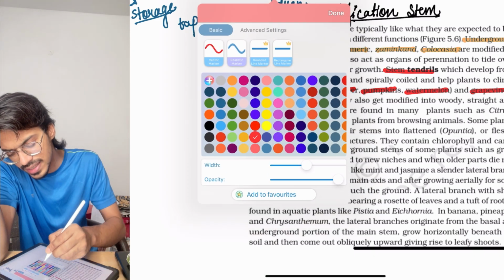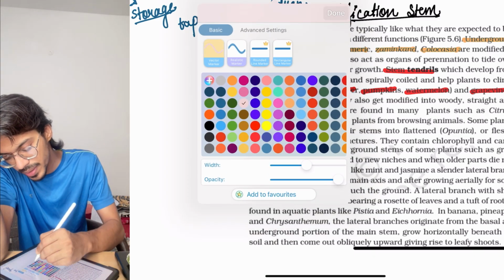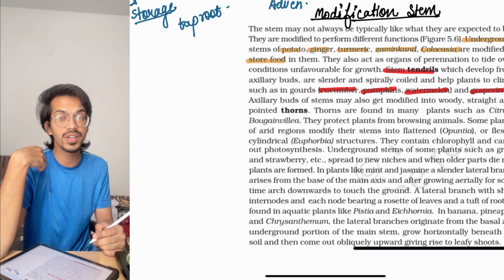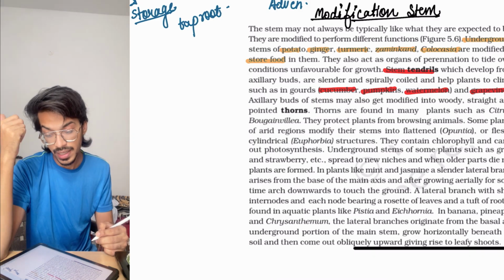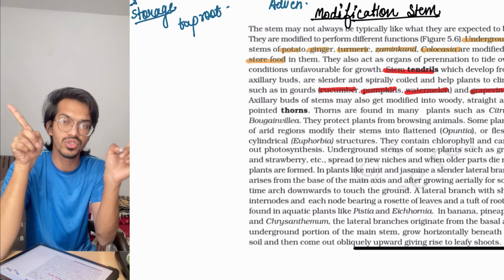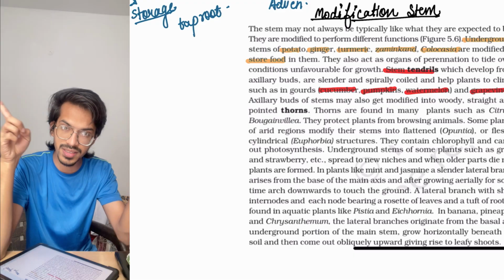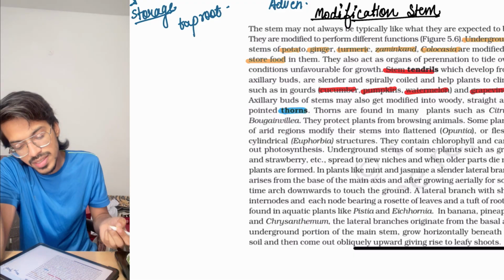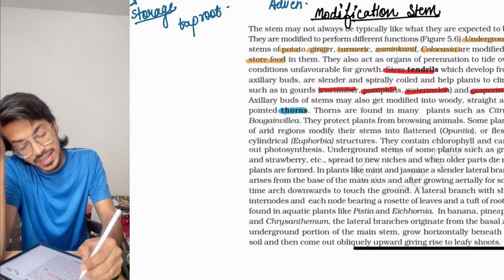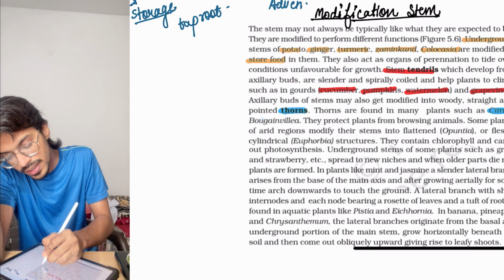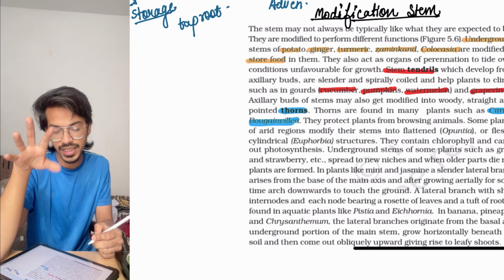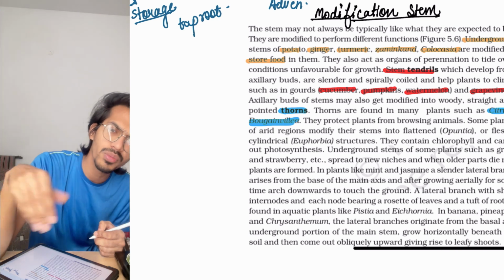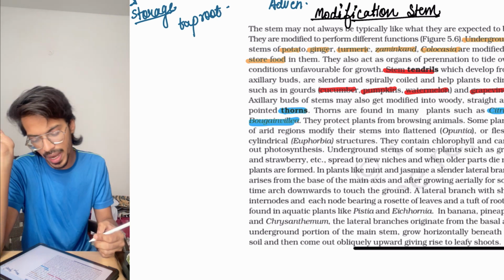Now in certain cases these tendrils become a little woody. If they become woody, what will happen? They will have a thorn kind of structure. It is not spines, it is thorns. So thorns are the example of stem modifications, and they are seen in the citrus plant and bougainvillea plant. These two protect the plants from browsing animals close by.